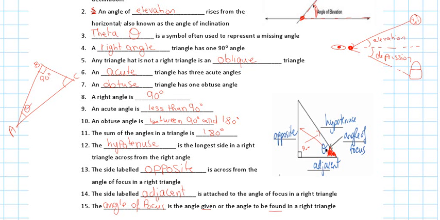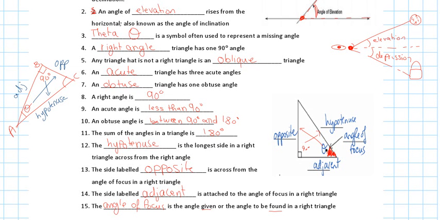Where's my hypotenuse? AC, because that's the one that's across from the 90 degree, right? So this is called the hypotenuse. Where is my opposite? BC, right? Because that's the one across from the angle of focus. So that's called the opposite. Where would be my adjacent? AB, right? Because that's the only one that I still have to do.